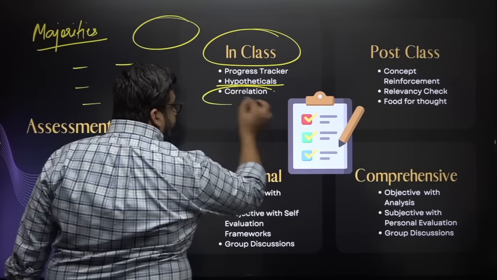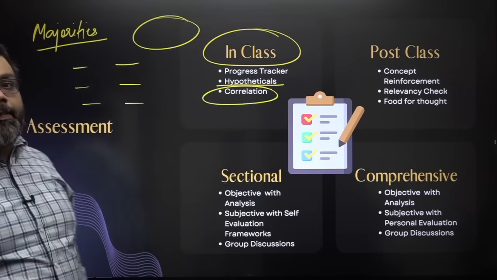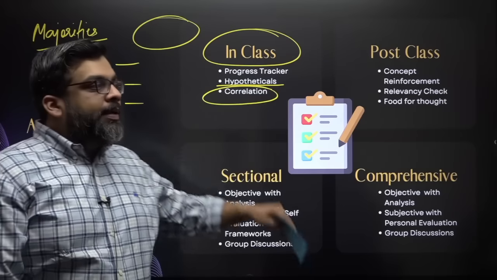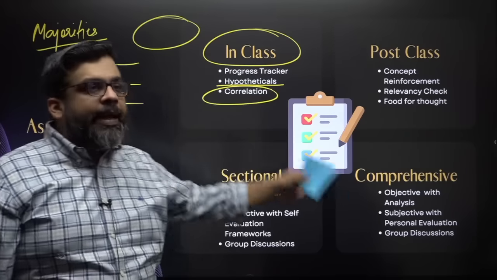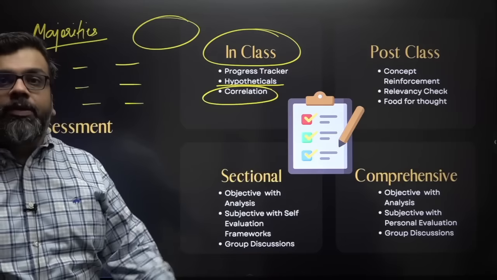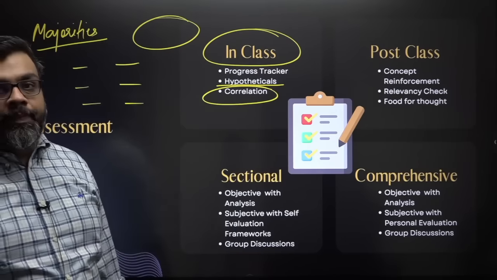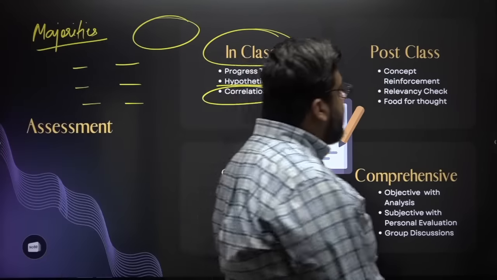Then correlate it to what is actually happening in the paper that day. For example, if a bill has been tabled or passed, what kind of majority was used? The papers don't mention it, but you should know. It will help you clear your concepts.